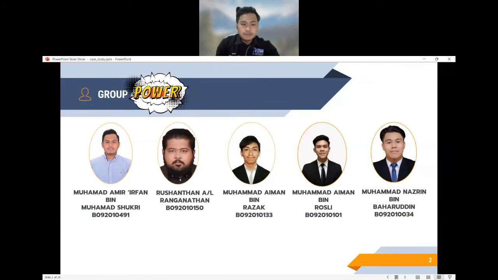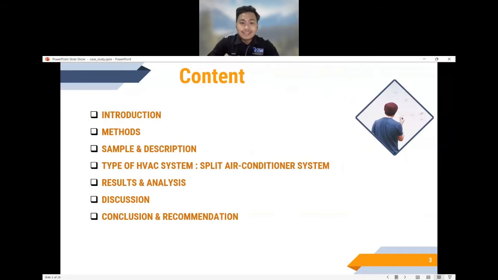Me, Muhammad Amir Irfan bin Muhammad Shukri, Rushanthan anak lelaki Ranganathan, Muhammad Aiman bin Razak, Muhammad Aiman bin Rosli, Muhammad Nazrin bin Baharuddin. Next, our content presentation has the introduction, method, sample and description, type of HVAC system, split air conditioner system, result and analysis, discussion, and lastly, conclusion and recommendation.